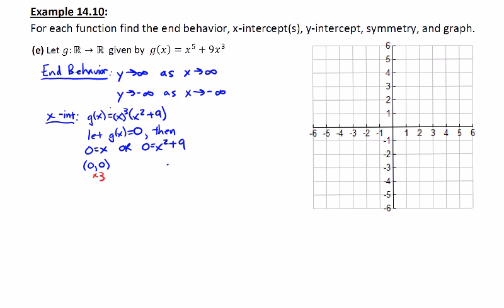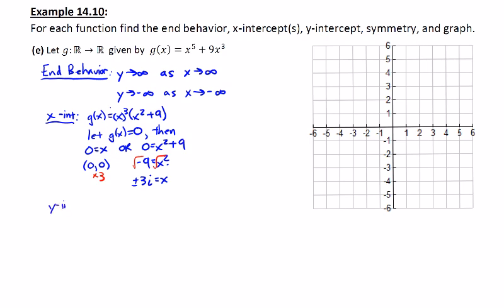And then for 0 equaling x squared plus 9, I'm going to subtract 9 from both sides. So negative 9 is going to be equal to x squared. And then when I take the square root of both sides, I will get plus or minus 3i is equal to x. Those are going to be considered complex zeros, and if they're complex, then they're not real. So I'm not going to worry about trying to force anything else with those. So really the only x-intercept we have is going to be at the origin.